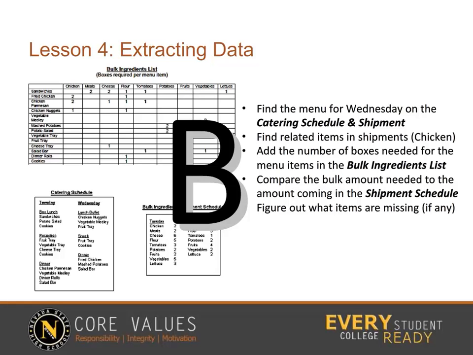After doing this, you should be short a box of vegetables for Wednesday's menu items. The correct answer is B. Click to the next slide when you are ready to continue.